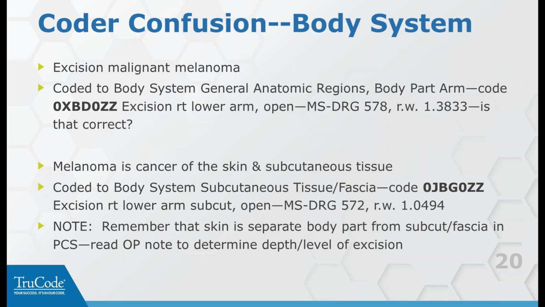And the other thing I want to remind you of, which still causes confusion with all of this, is that unlike in ICD-9, where skin and subcutaneous tissue and fascia were all rolled together in the codes, in PCS, skin is a separate body part from subcutaneous tissue and fascia. So it's really important to read your operative report and determine the depth and level of excision so that you get the right body system and body part coded in the procedure.